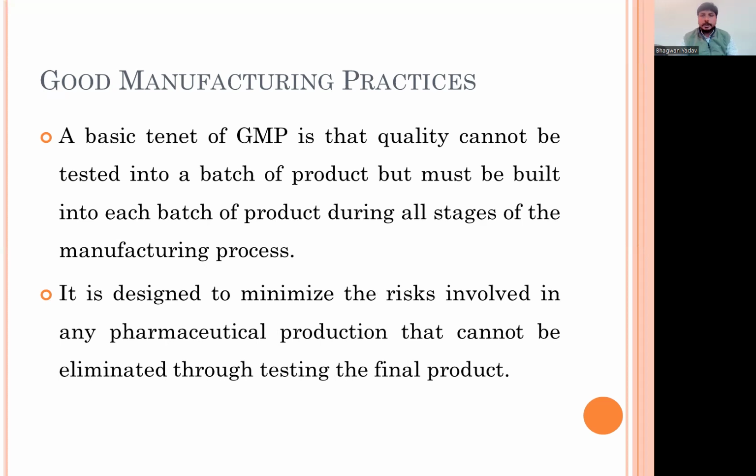The second point is that it is designed to minimize the risk involved in any pharmaceutical production that cannot be eliminated through testing the final products. There are lots of risks in pharmaceutical manufacturing, so by using these GMP principles and procedures, we can minimize the risk. If you are preparing a product, there are stages like granulation, compression, coating, primary packing and secondary packing. In all these stages there are lots of risks, and we have to minimize them.